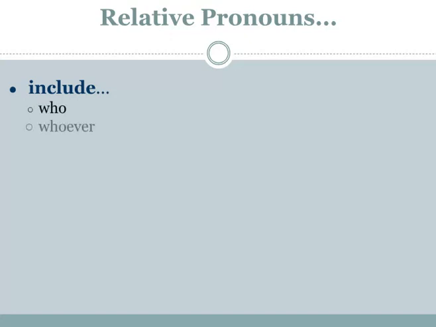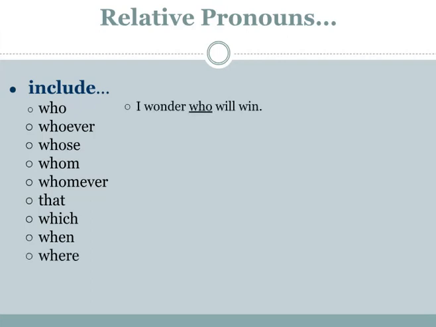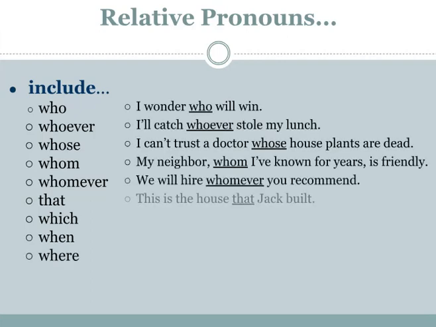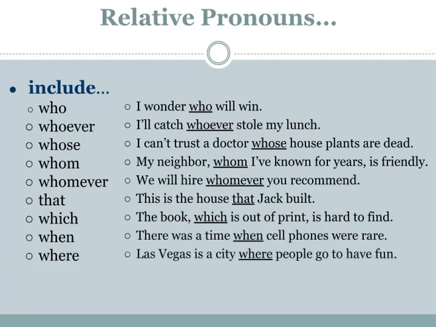So the relative pronouns include who, whoever, whose, whom, whomever, that, which, when, and where, as in all these sample sentences. So you can see how they're used, and you could take each of those sentences apart and see how they could be two separate sentences that refer to the same thing. Just look at the fourth one, for example, which uses the word whom. You could say, my neighbor is friendly, and I've known my neighbor for years. Both of those sentences refer to my neighbor, so I can combine them using the word whom to join them. My neighbor, whom I've known for years, is friendly.